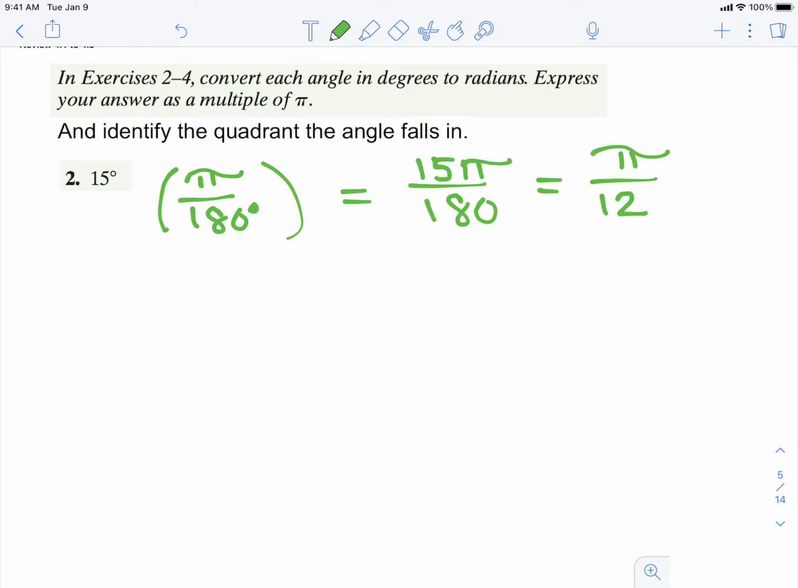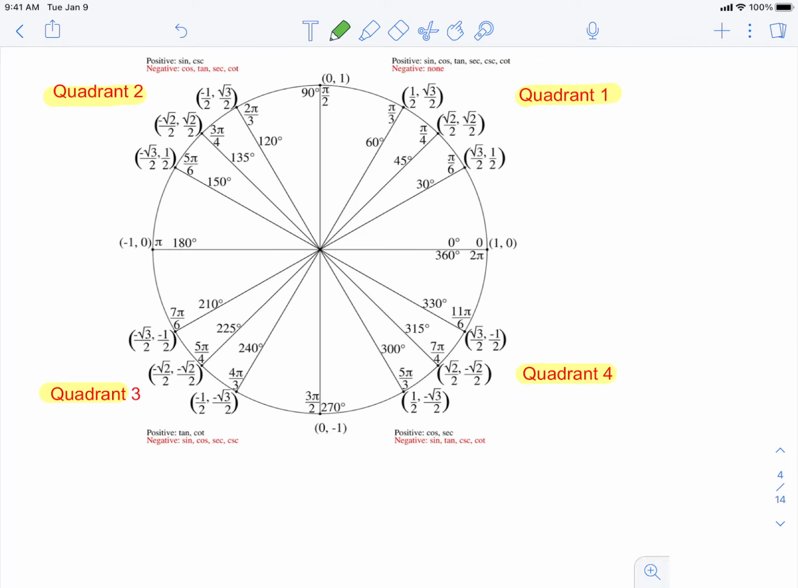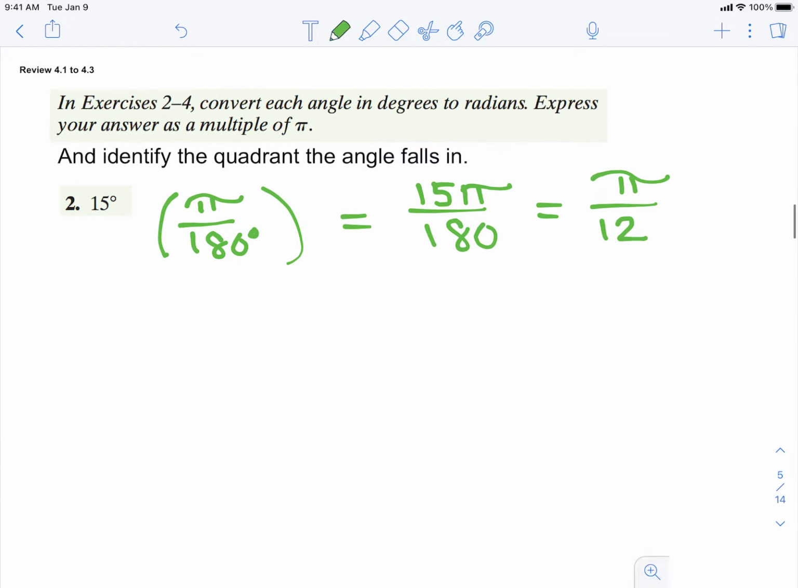Then it says, identify the quadrant in which this angle falls. So if we go back up, this would be 15 degrees. So this represents an angle in quadrant 1. All right, next question.